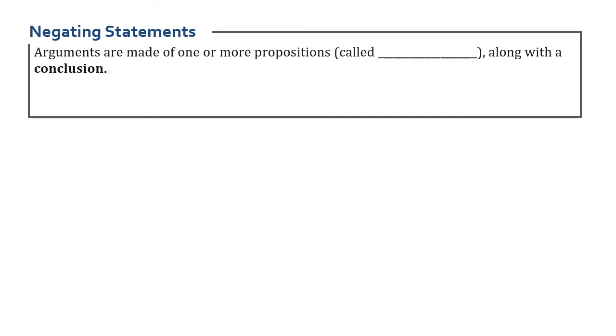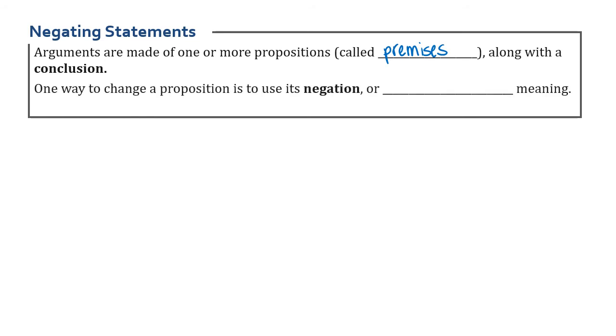An argument is made up of one or more propositions, and you're sometimes going to be seeing these, well, most of the time, called premises, along with a conclusion. And one way to change your proposition is to use its negation or opposite meaning. So before we get into arguments, let's talk about this negation. Oftentimes you're going to use the word not to negate a statement.